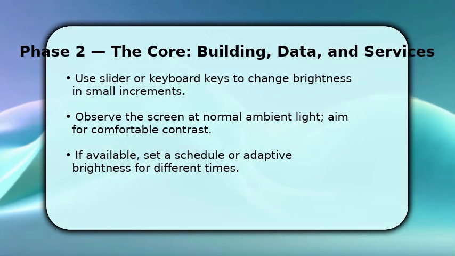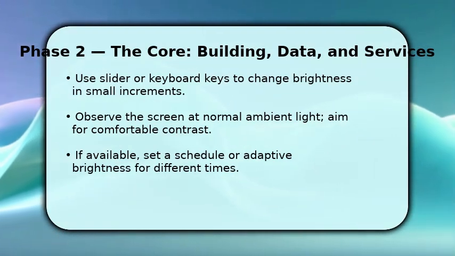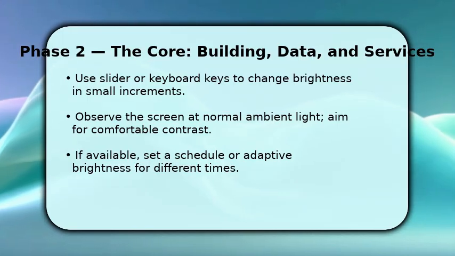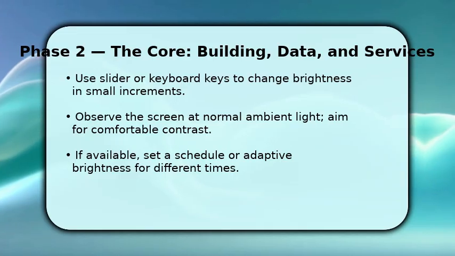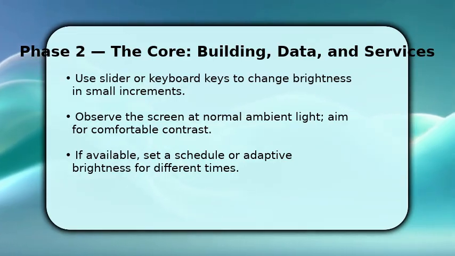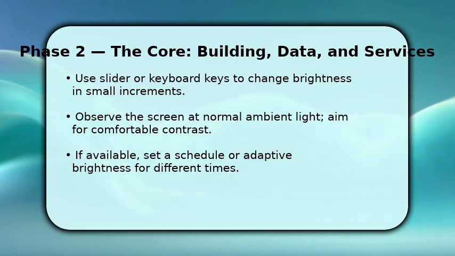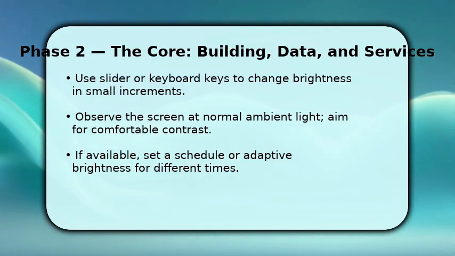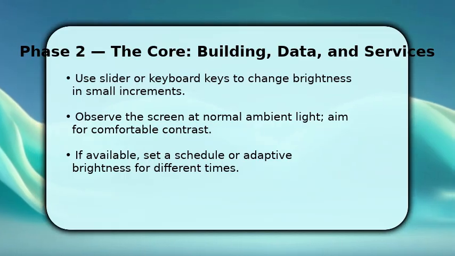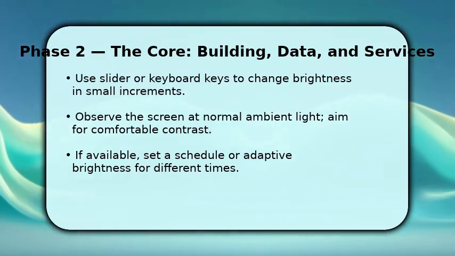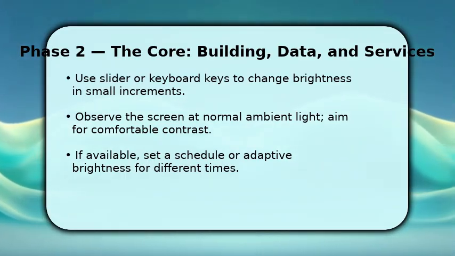Now, move the slider or press the dedicated keyboard brightness keys to change level in small steps. This prevents overshooting. Watch the screen in the room's typical lighting to judge comfort and contrast. You want readable text without glare. If the OS offers scheduling or adaptive profiles, configure them to match morning versus evening levels so the screen eases your eyes automatically. Make incremental adjustments and wait a few seconds after each change to let your eyes adapt and to evaluate the real effect.